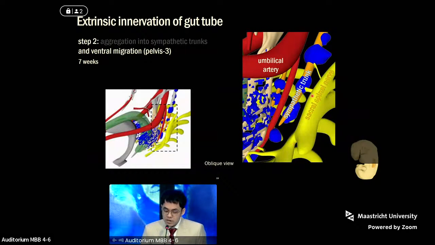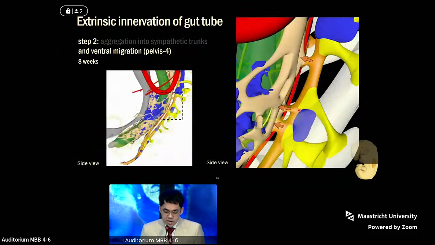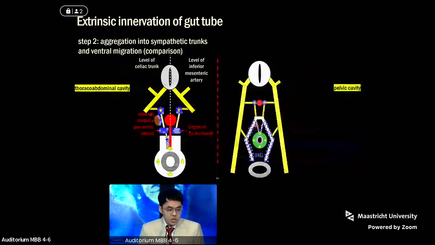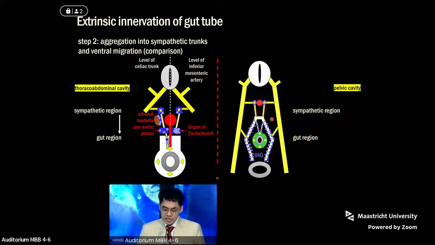After that, the sacral spinal nerve also gives nerve extension here to connect with the sympathetic trunk in orange to form the communicating branches. And then at the sympathetic trunk here, they give nerve fiber ventrally to connect with the inferior hypogastric plexus, which we call the sacral splanchnic nerve. So for this step, the aggregation of the sympathetic trunk and the ventral migration in the cranial counterpart, they start at the area of the sympathetic trunk and then extend ventrally to the gut region. In contrast, for the pelvic cavity, they start and separate from the gut region and also the sympathetic region before these two regions connect to each other.